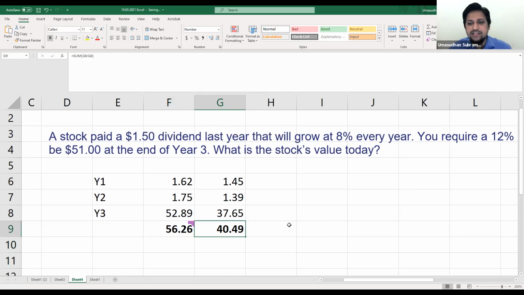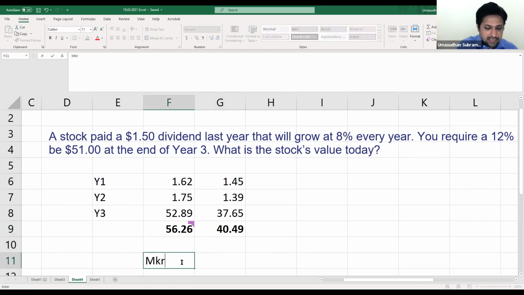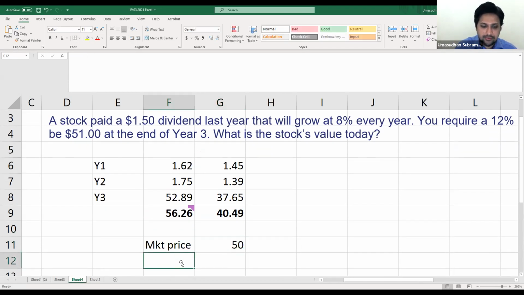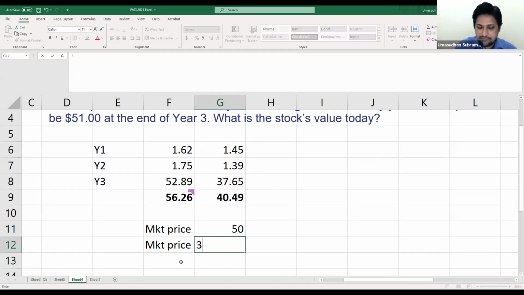Or do you need additional information? Would you buy the stock or you don't buy the stock? You need additional information. You need to know the market price. Let's say the market price of the stock is 50. Then what do you do? If the market price is 38, then 35, what do you do?